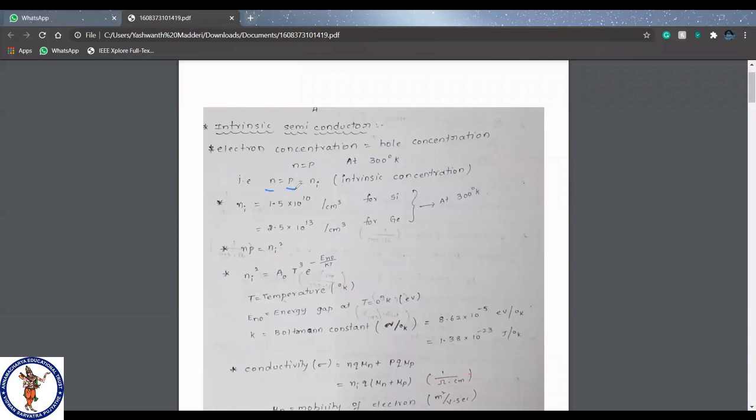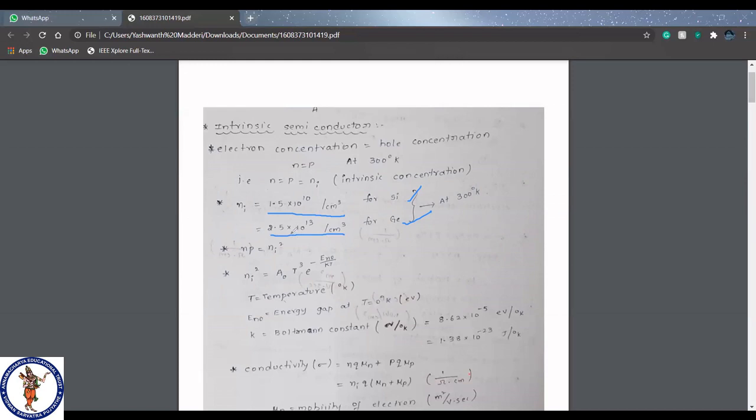N is the electron concentration and P is the hole concentration, and which is nothing but the intrinsic concentration. This is very, very important, and make sure the notation is very clear. N suffix i, intrinsic concentration, and in most of the problems they will give Ni directly, which is nothing but the intrinsic semiconductor concentration, and this is constant as observed practically. It is 1.5 into 10 to the power of 10 per centimeter cube for silicon, and 2.5 into 10 to the power of 13 for germanium.